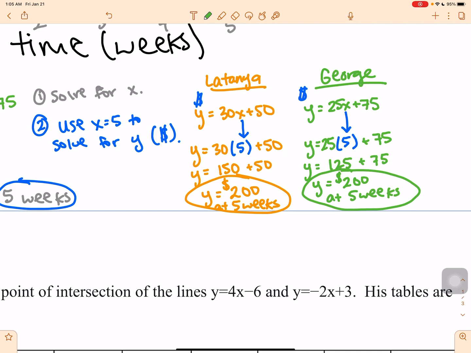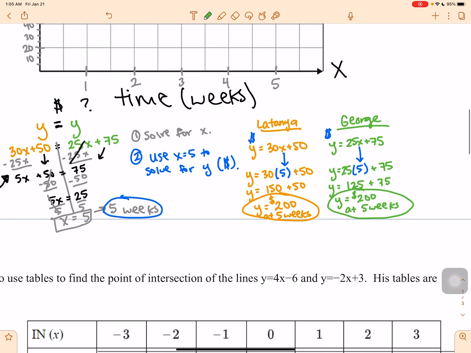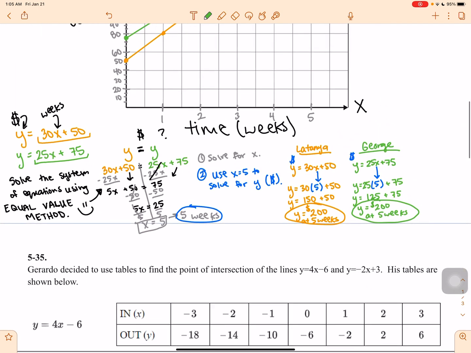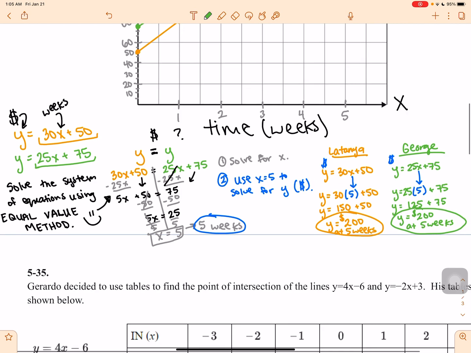So again, this is the equal values method. If you need to pause to make sure to get this all down, please do so. This is really, really important.